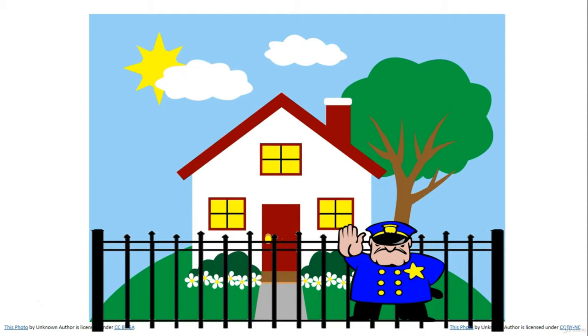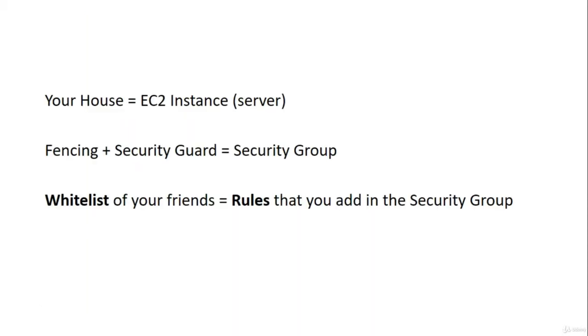The loyal security guard works as instructed. Before allowing anyone to your house, he validates the white list that you have provided to him. If the name of the guest is there, he or she is allowed, else blocked. Now, in this analogy, think of your house as your EC2 instance. The fencing plus security guard is your security group itself. The whitelist of your friends is the rules that you add in the security group.